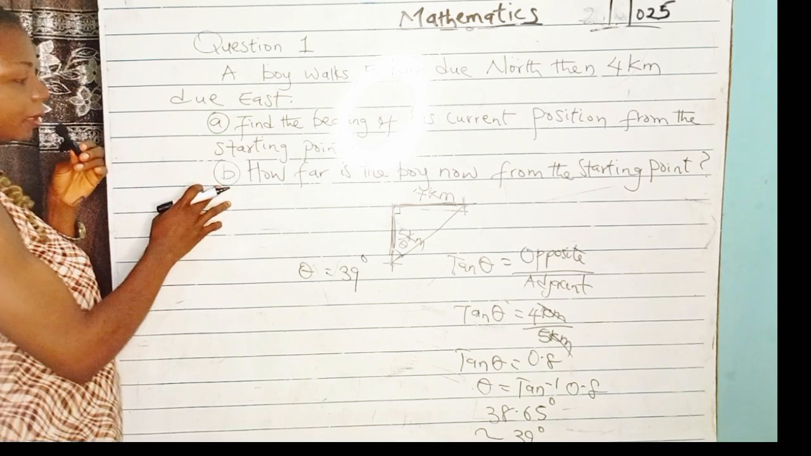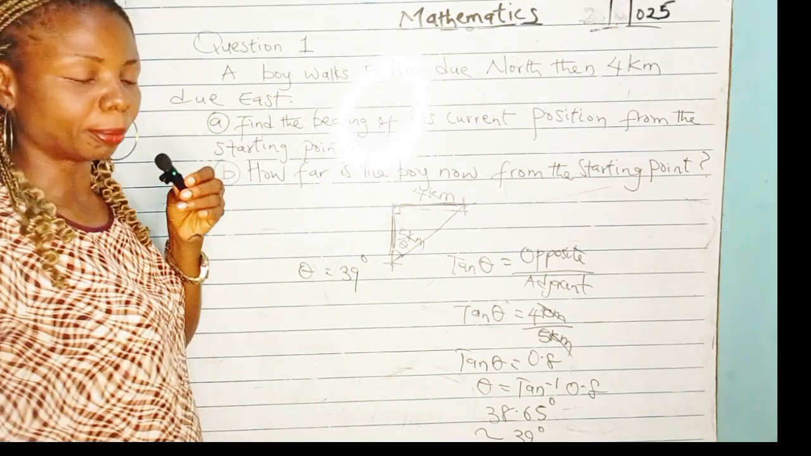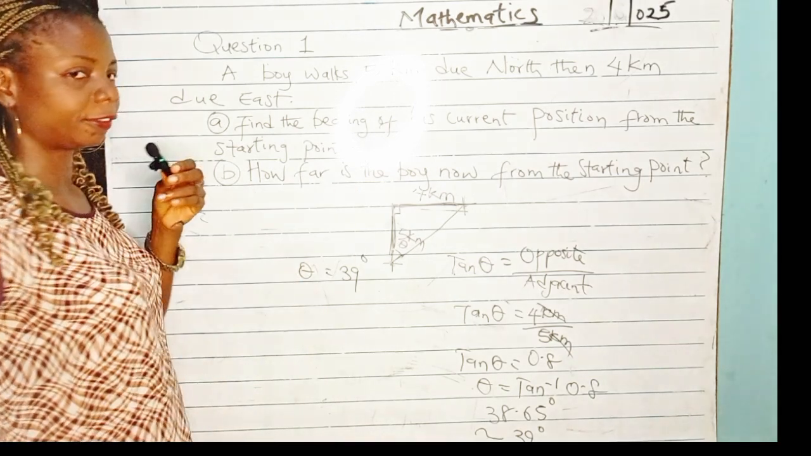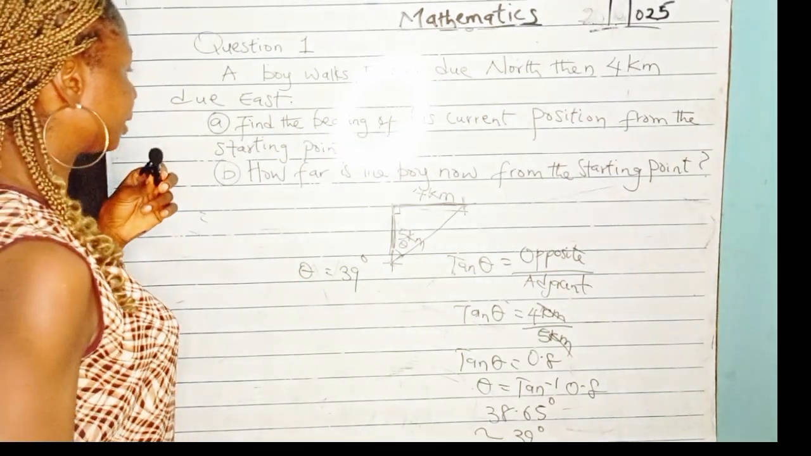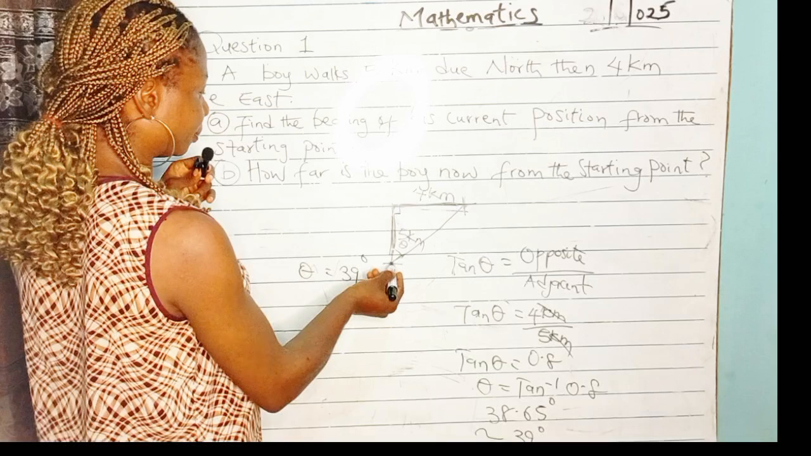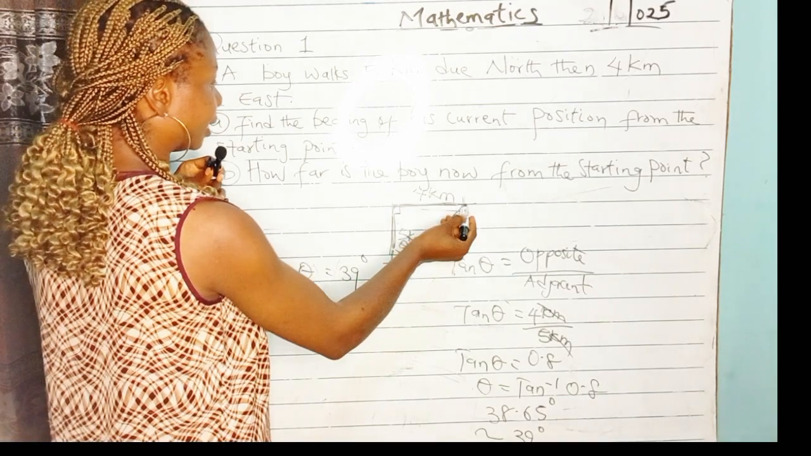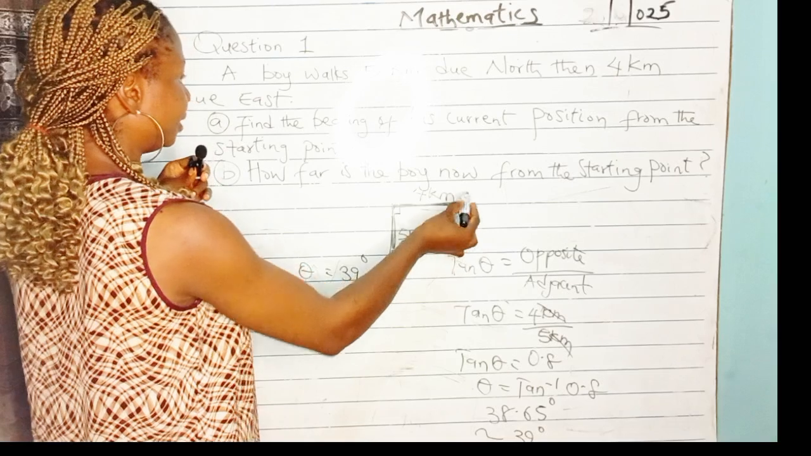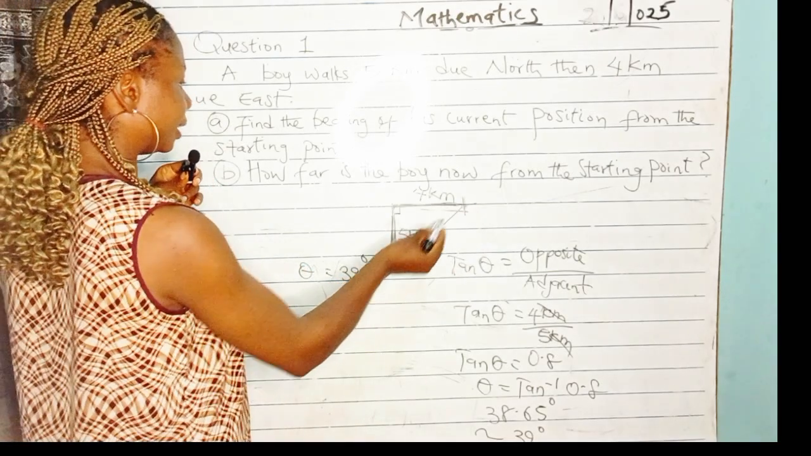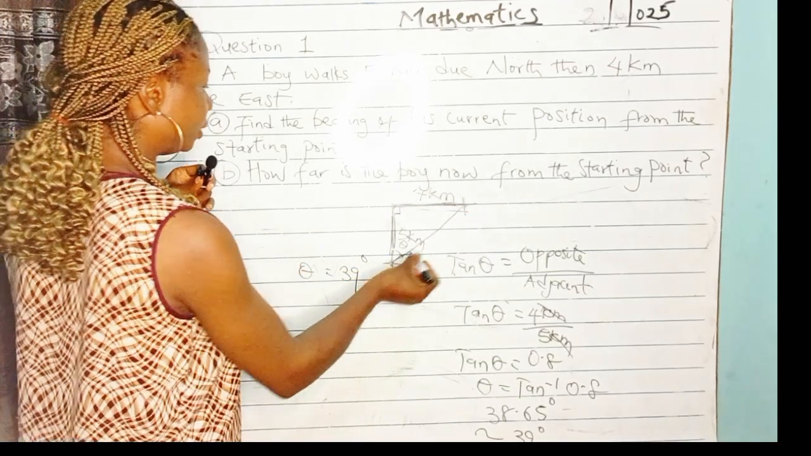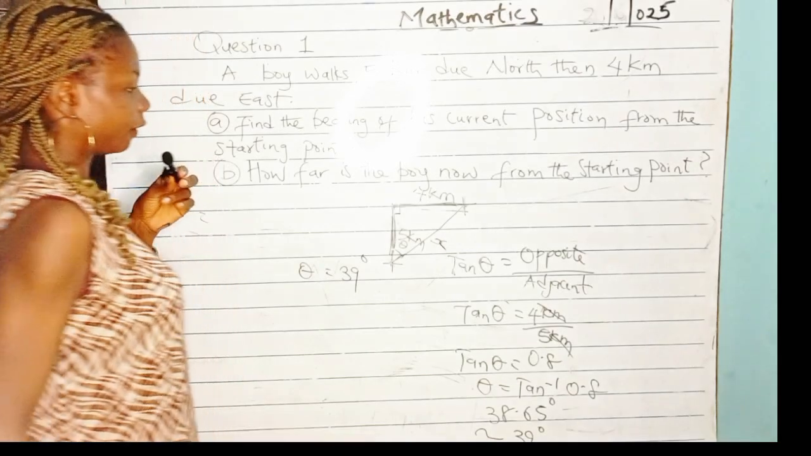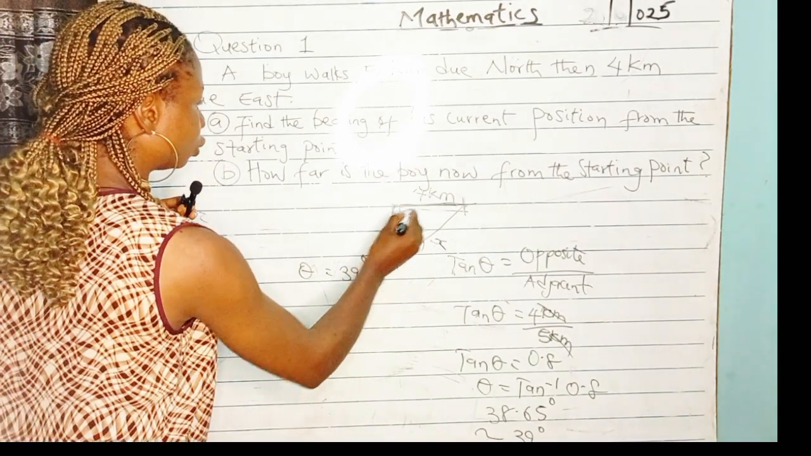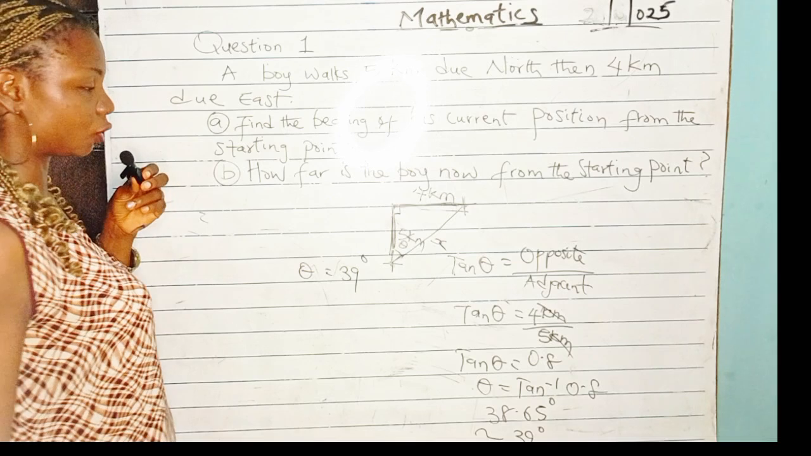So the second one says, how far is the boy from the starting point? From the starting point, this is the starting point, and this is his current position now. How far means distance. They are talking about the distance from here to here, which is x. And for us to find x, we do what? We know that this is a right angle triangle. We use what we call Pythagoras theorem.